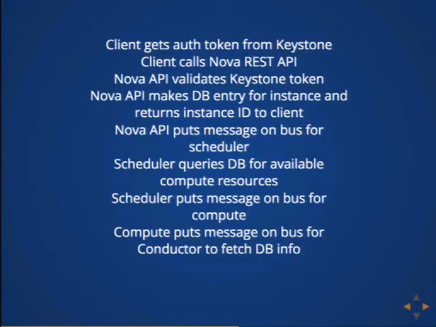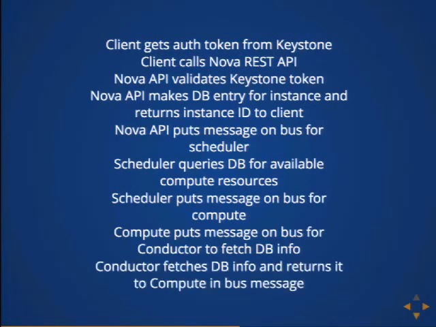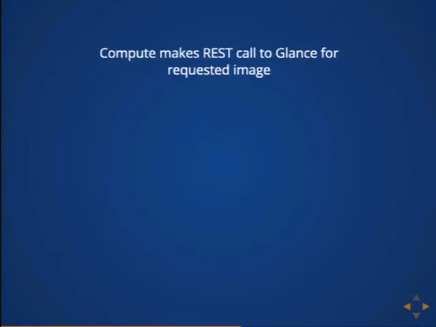It sends it by way of the conductor, says, please fetch this information about the instance that I'm supposed to build for me. Conductor gets that message, talks to the database, gets the information, sends it back to the compute by way of the message bus, and returns it to the compute. The compute makes a REST call to Glance in order to get the image, and that's going to download it to the hypervisor.